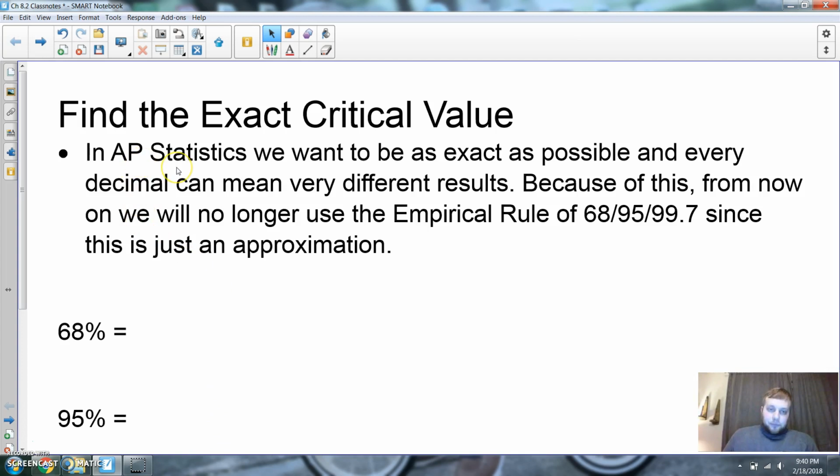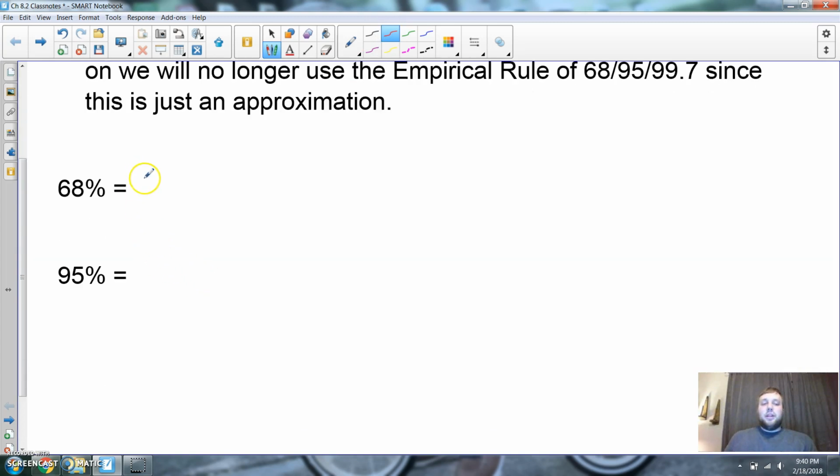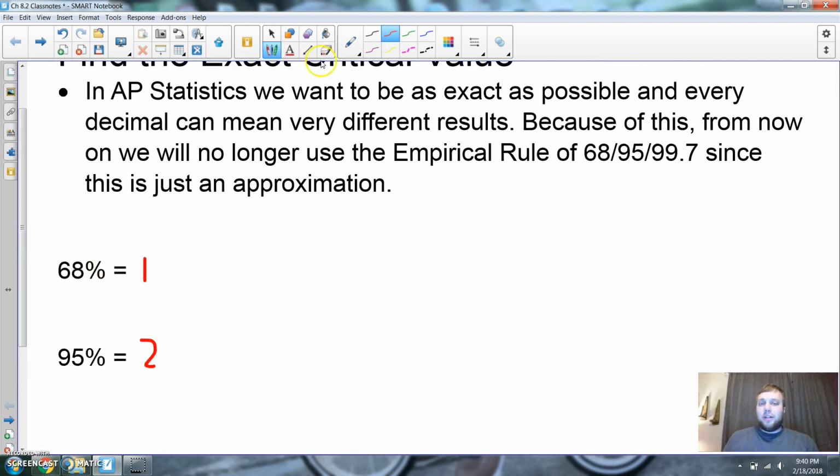So first of all, in AP Stats, we want to be as exact as possible, and every decimal can mean very different results. Because of this, from now on, we must no longer use the empirical rule. So we are not going to use 68, 95, and 99.7 points, so we're not going to use 1, 2 for a critical value. Because this would be 1 standard deviation, that's 2 standard deviations. That empirical rule is just an estimation. We want exact.